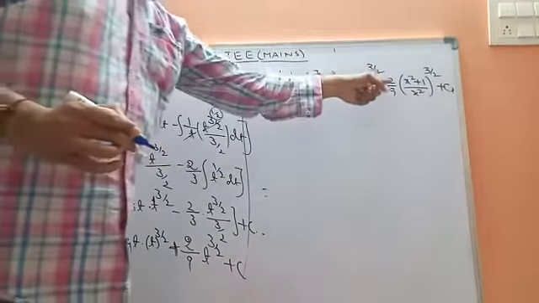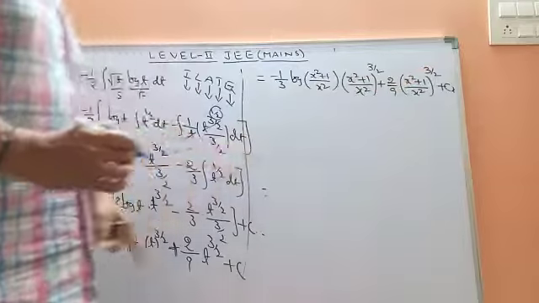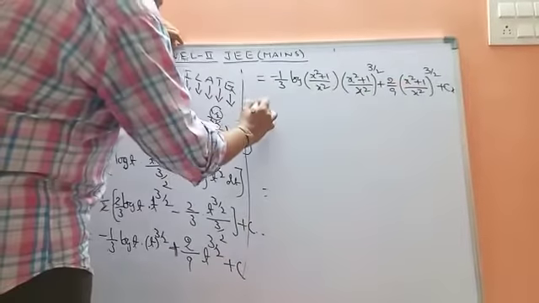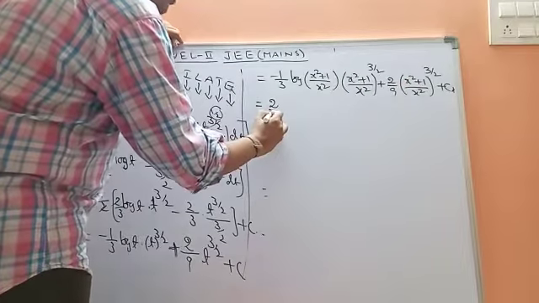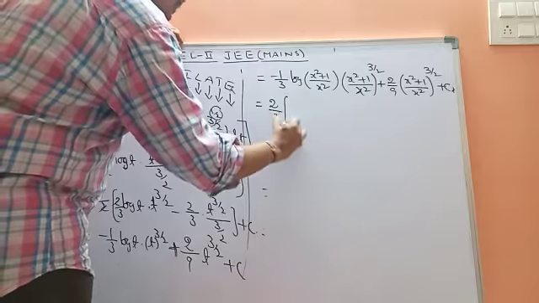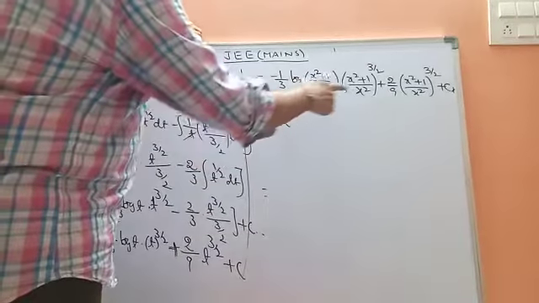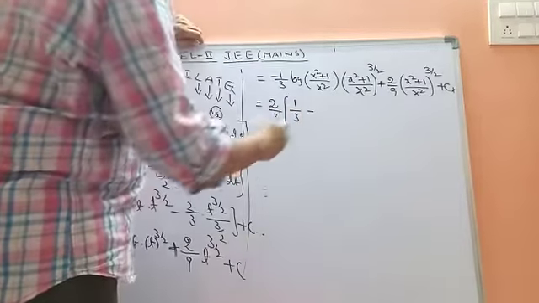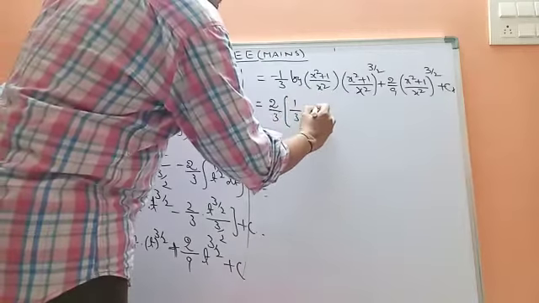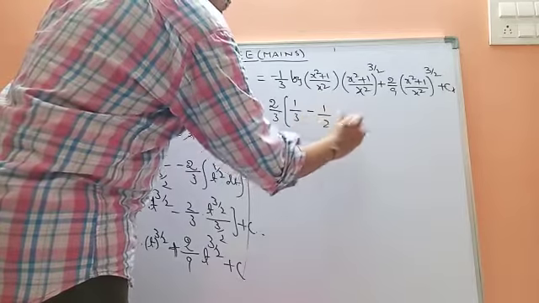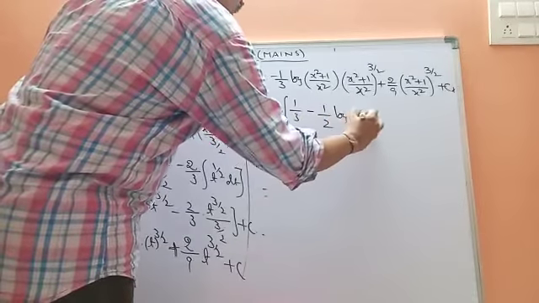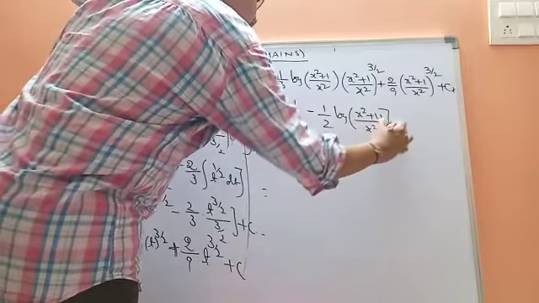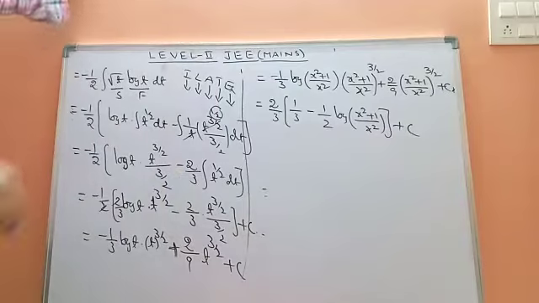So here 2 by 3 x square plus 1 by x square whole power 3 by 2 is there. Here also x square plus 1 by x square whole power 3 by 2. Take common that one. So let us take 2 by 3 common. Then it becomes what? So 2 by 3 take common. This is 1 by 3 minus 1 by 2 into log of x square plus 1 by x square, log of, that is the value. Okay, that's my point. That is the solution of this problem here.